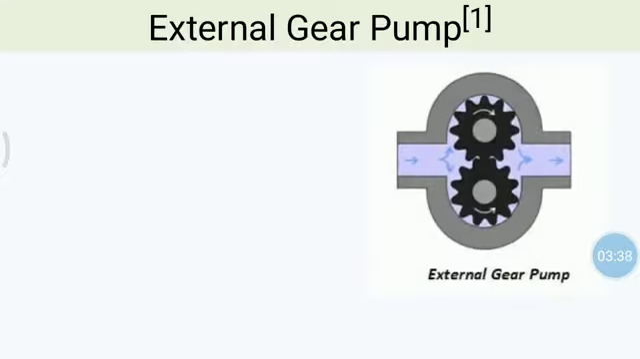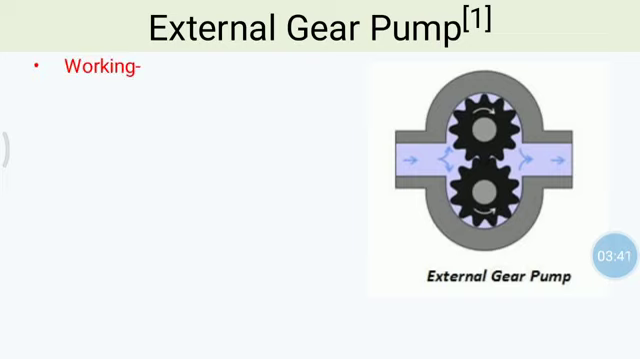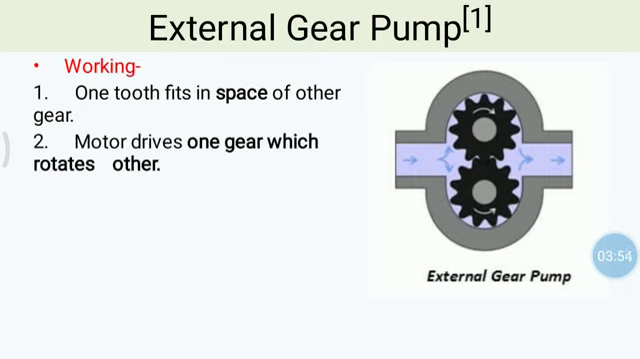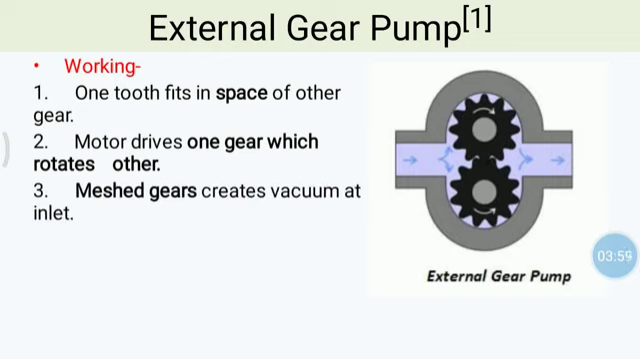Now we will see the working of external gear pump. In the external gear pump, two gears are meshing externally. One tooth fits in the space of the other gear. Therefore, the motor drives one gear which rotates the other gear. Meshed gears create vacuum at the inlet of pump. That means it sucks the oil from the reservoir and delivers it with high pressure to the actuator.